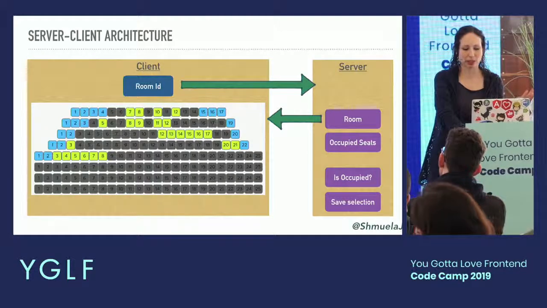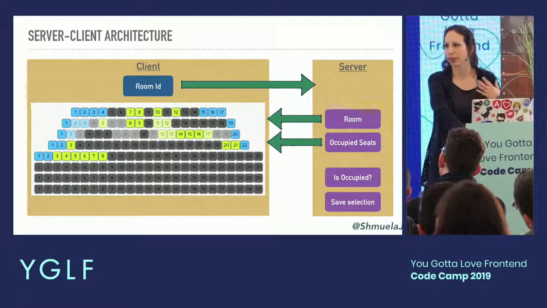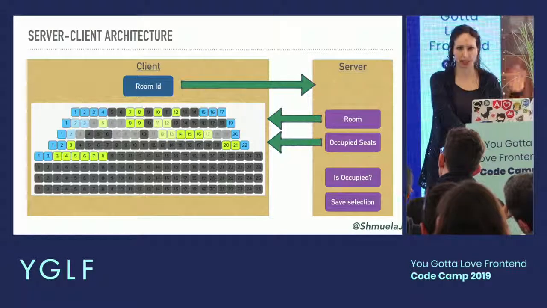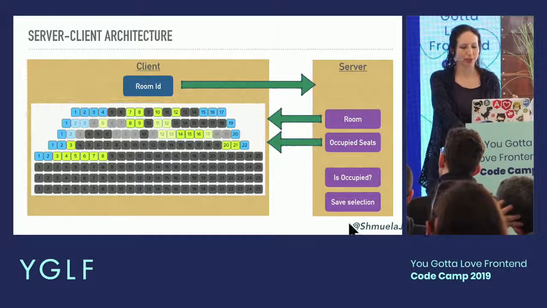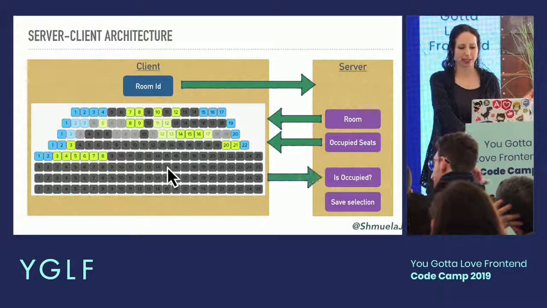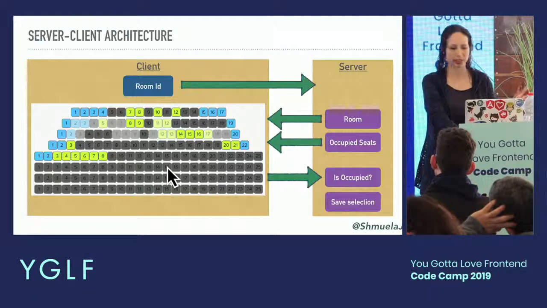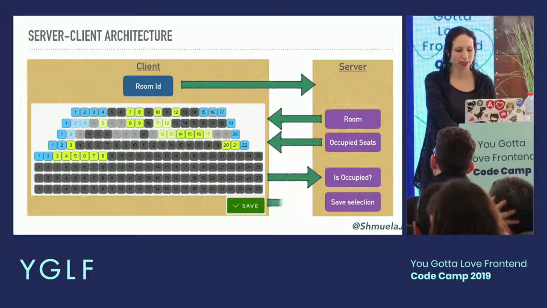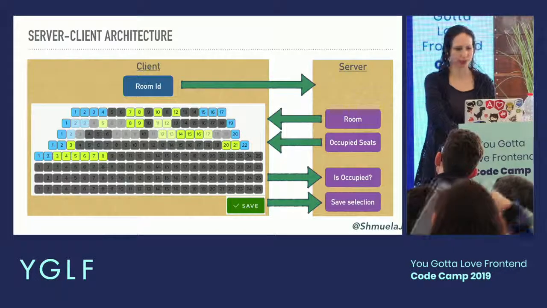And then you also get the live updates, whether it's with a WebSocket or polling. I don't care at the moment, but you get these updates whenever there's a seat that's occupied by someone else. And then when you select a seat, it also sends an async request to the server to ask, is it occupied? So that's the validation. And in the end, of course, you can save your selection.